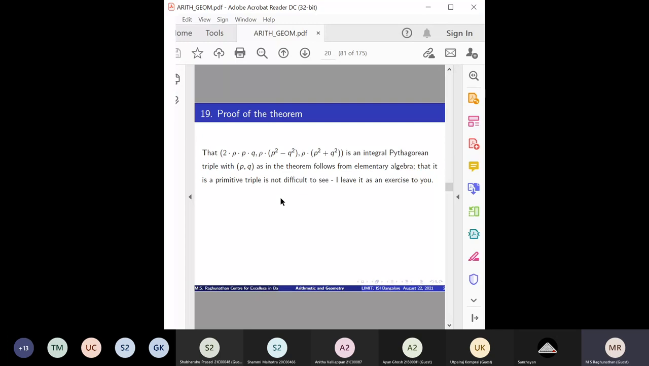And it's easy to check they are primitive. I will leave that as an exercise to you. Suppose now that A, B, C is a primitive integral Pythagorean triple.